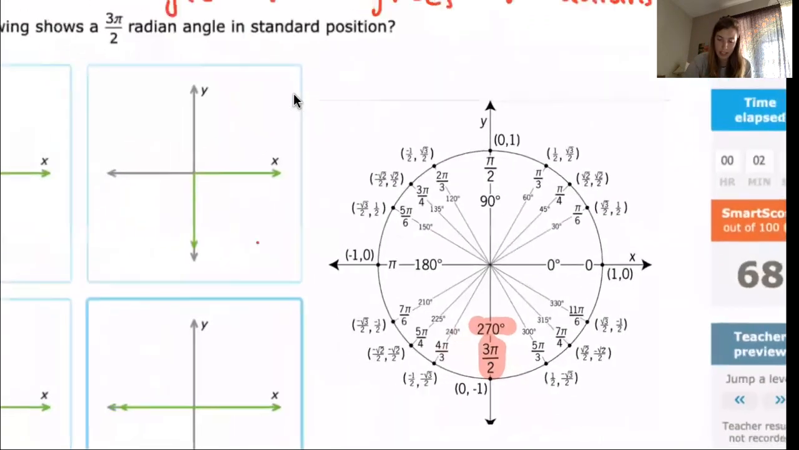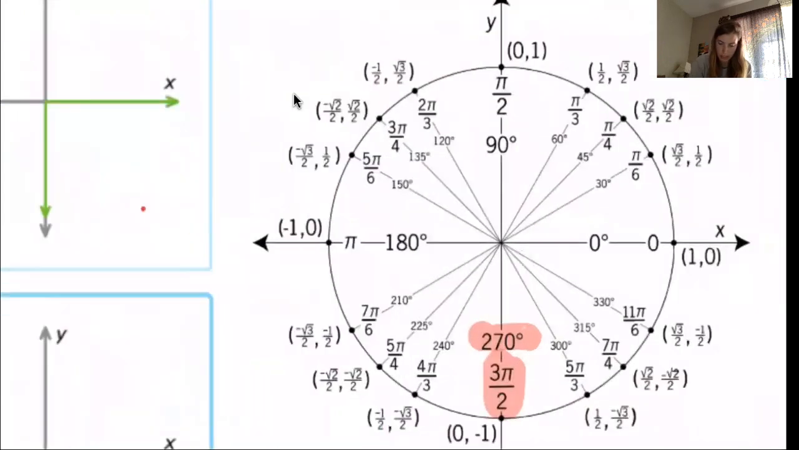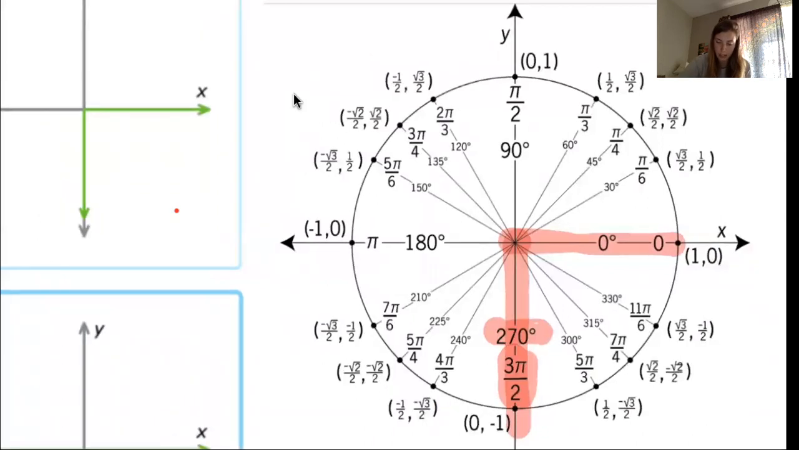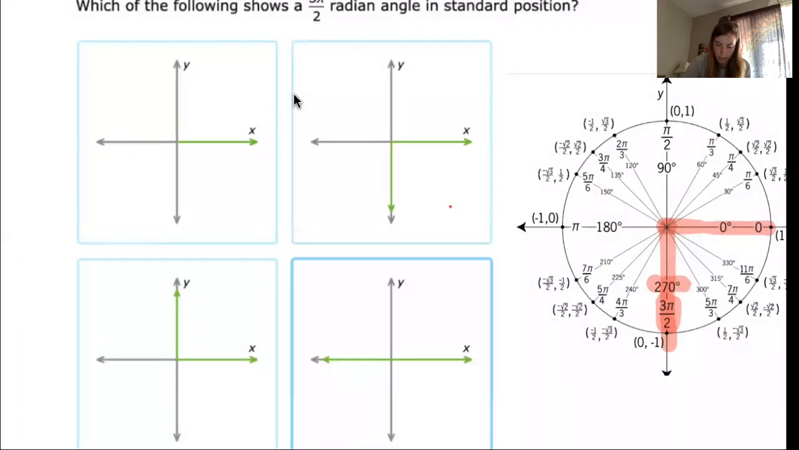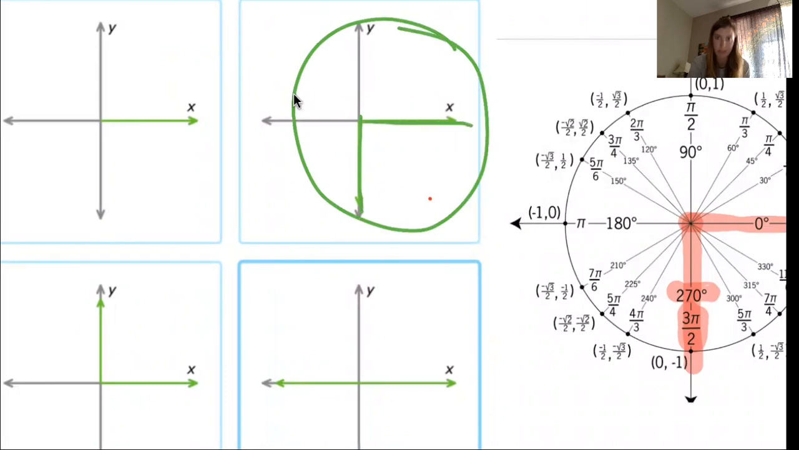It's the same thing as 3 pi over 2 radians. So the question says, which of the following shows that in standard position? Okay, well that means that my angle is going to be, there's my initial, here's 3 pi over 2. So it's going to be like that. So which one of these represents that with the green? It's going to be this one, because you have your green arrow there and a green arrow there.